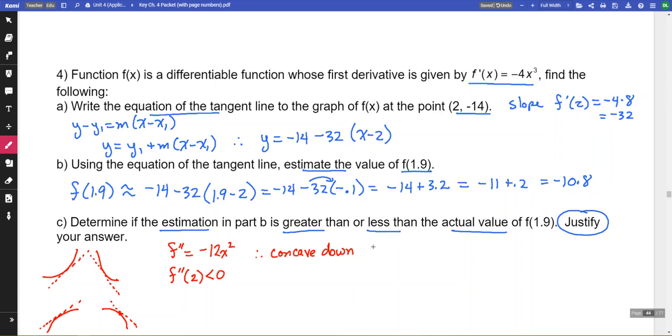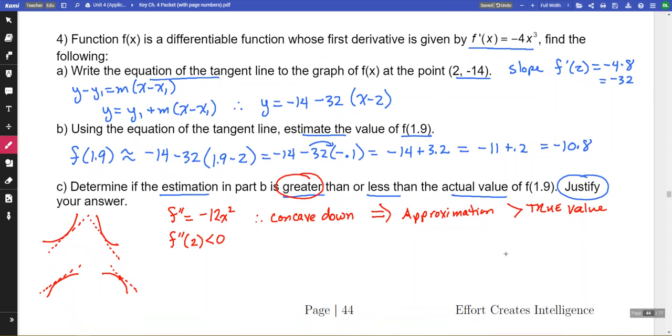And if we are concave down, that implies that the approximation is greater than the true value. All right, so is our estimation greater than or less than? Our estimation is greater than the actual value. And be careful how these questions get asked. We could be asked about the actual value. If we're concave down, we know that the true value is less than the estimated value. So be careful on what's being asked.